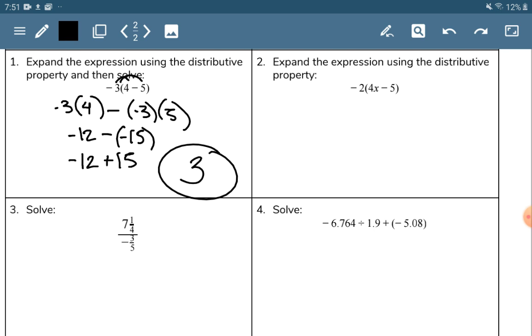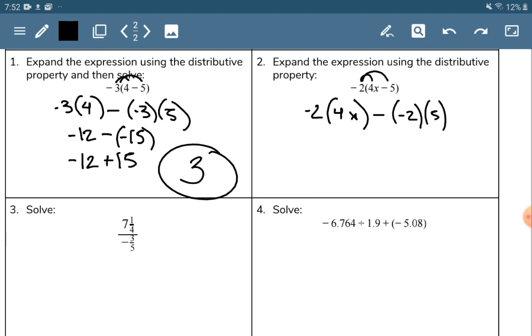Our second example is still using the distributive property, but this time it has a variable in it. I did mention that that's going to be where distributive property is most helpful. So I'm still going to distribute, which means multiply my outside number by each of the inside. That means I'm doing negative 2 times 4x, and I have my subtraction sign. And I am doing negative 2 times 5.